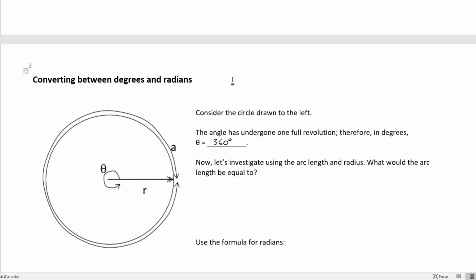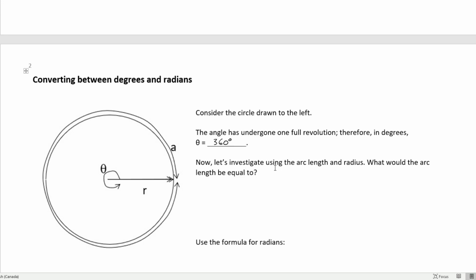We can now look at the relationship between degrees and radians. If you look at the circle drawn to the left over here, if we had one angle undergoing a full revolution, that is to say this entire angle of the circle, you might recall that the entire angle of a circle is 360 degrees.